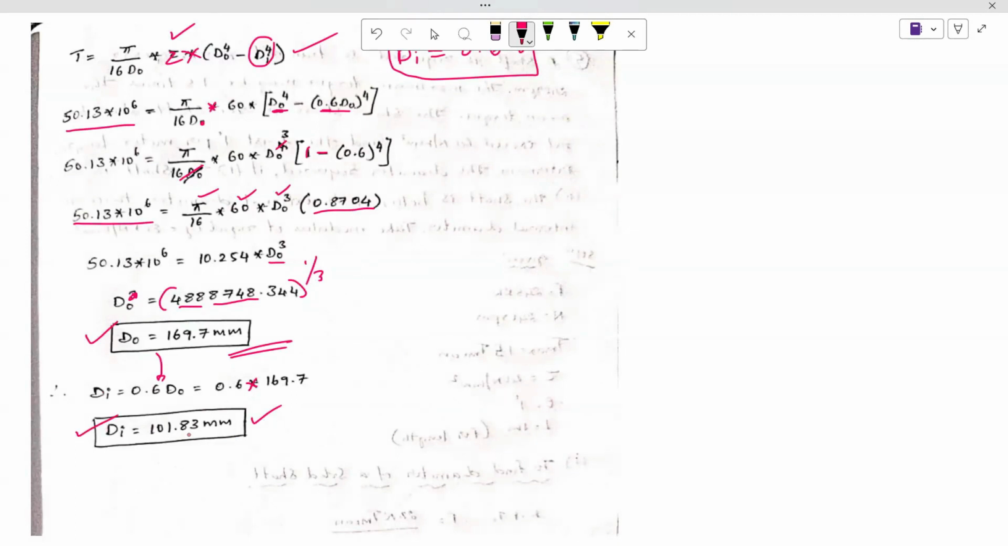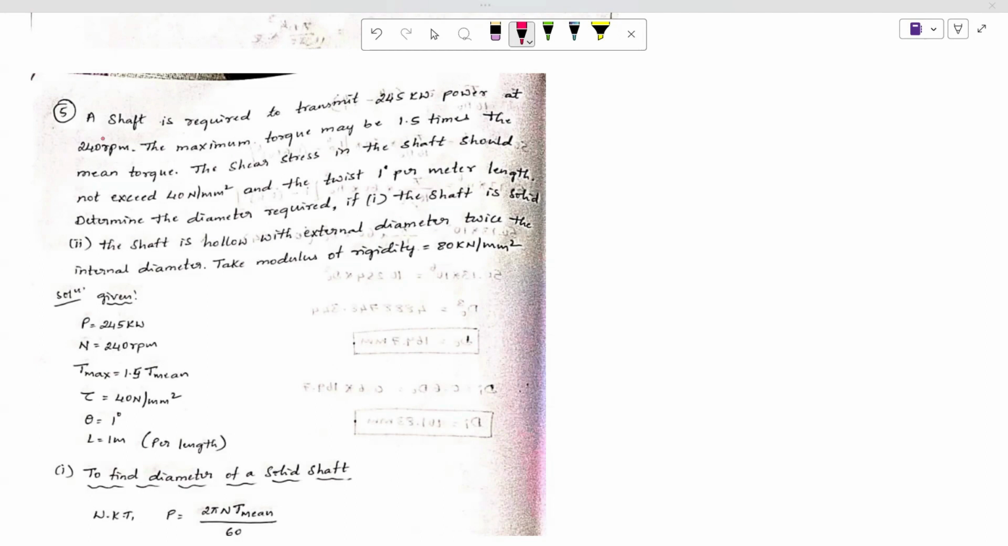How did we get this 101.83? By multiplying with 0.6. This condition is already given in the problem: internal diameter is 0.6 times the external diameter. By using that condition, we found this internal diameter. So finding the external and internal diameter is over. We'll continue with one more problem on torsion of shaft.